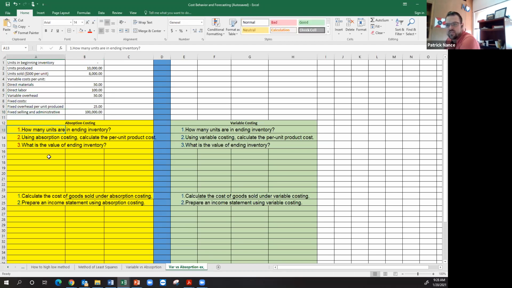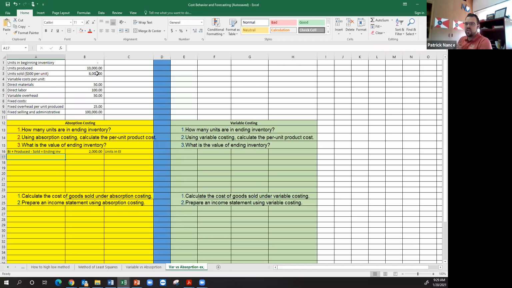So the first question it asks under absorption costing is how many units are in ending inventory? Well, the equation, remember, is beginning inventory plus whatever I produced minus whatever I sold should equal my ending inventory. In this case I have 0 beginning inventory plus how many I produced, which is 10,000, minus how many were sold, which is 8,000, gives me 2,000 units in ending inventory. That's the answer to number 1.